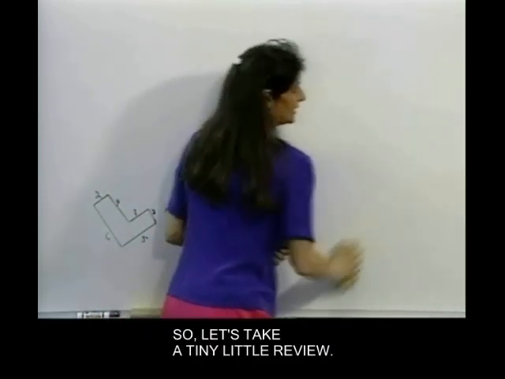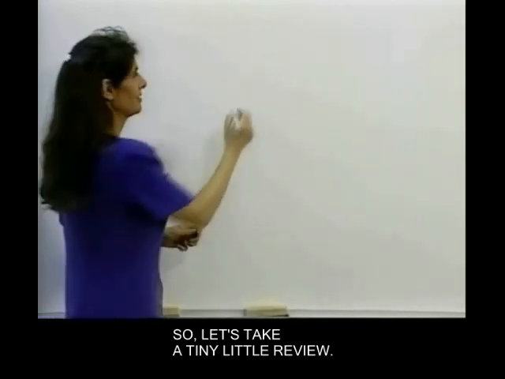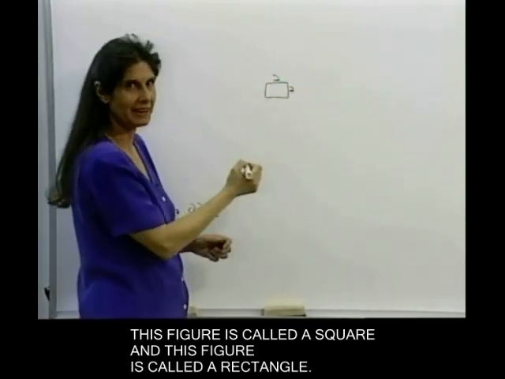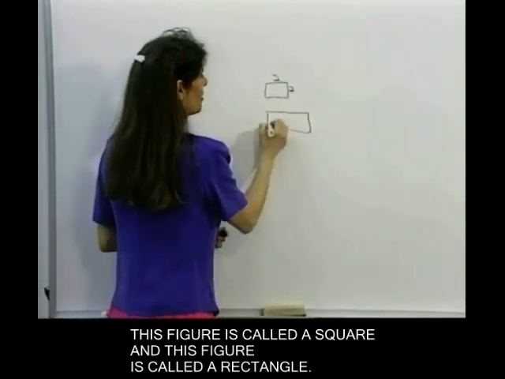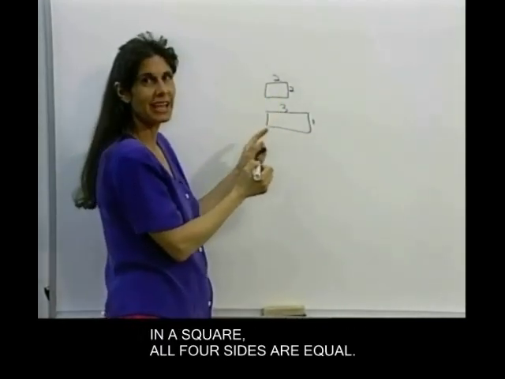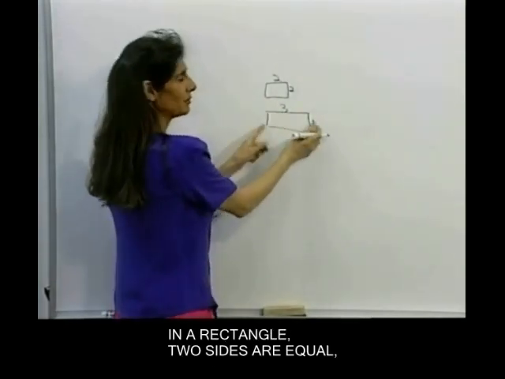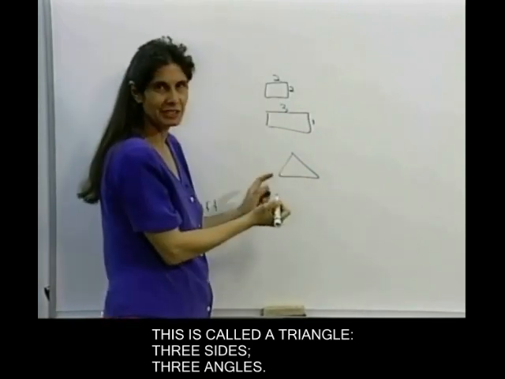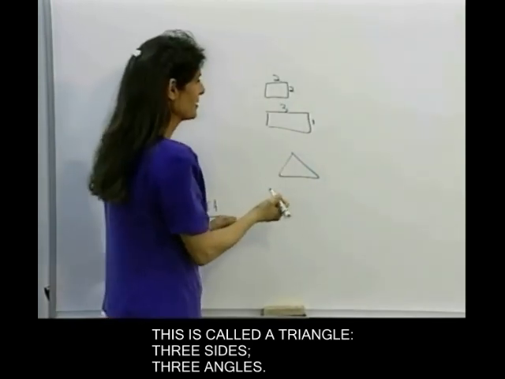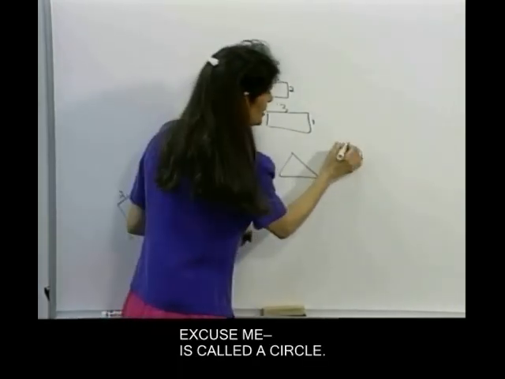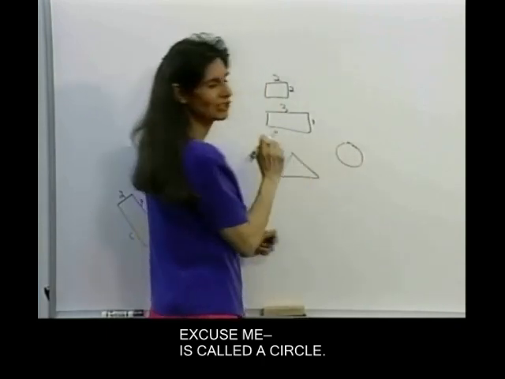So let's take a tiny little review. This figure is called a square, and this figure is called a rectangle. In a square, all 4 sides are equal. In a rectangle, 2 sides are equal and the other 2 sides are equal. This is called a triangle, 3 sides, 3 angles. This, as you know, is called a circle.